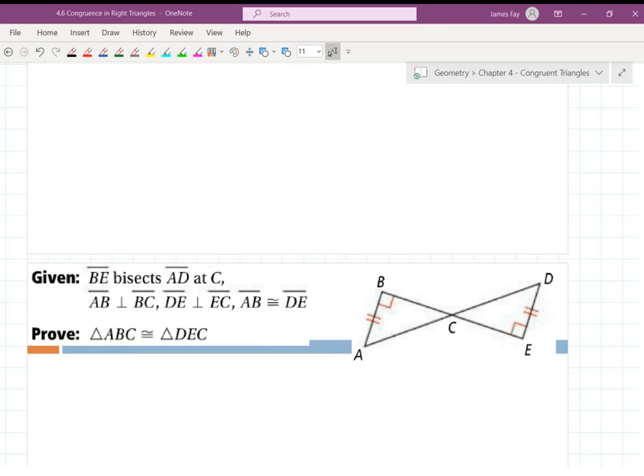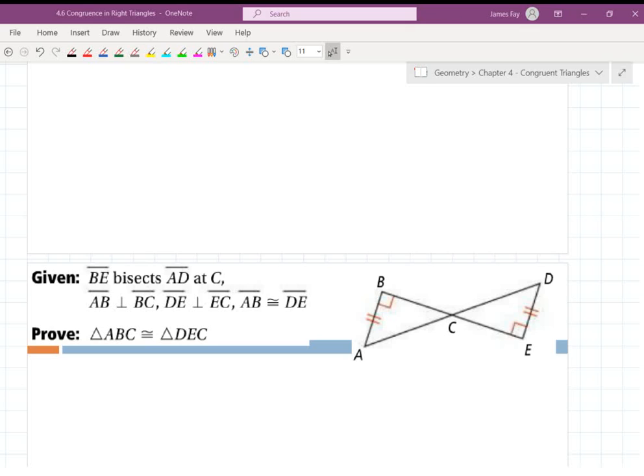I do have some other theorems and proofs here that I'd like to go through at some point with you. We're just trying to do it today. I'm going to open up section 4.6 about hypotenuse leg. Very straightforward, very simple if you realize we're working in right triangles and identifying whether triangles are congruent or not based off of the hypotenuse being congruent to a hypotenuse and a leg congruent to a leg.